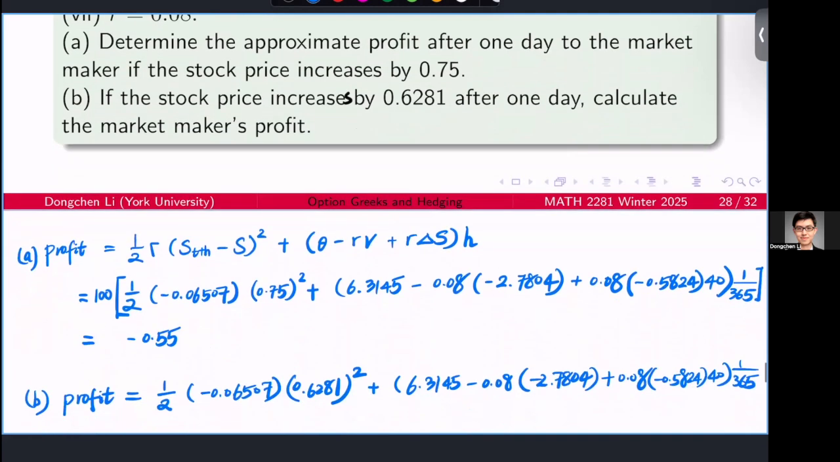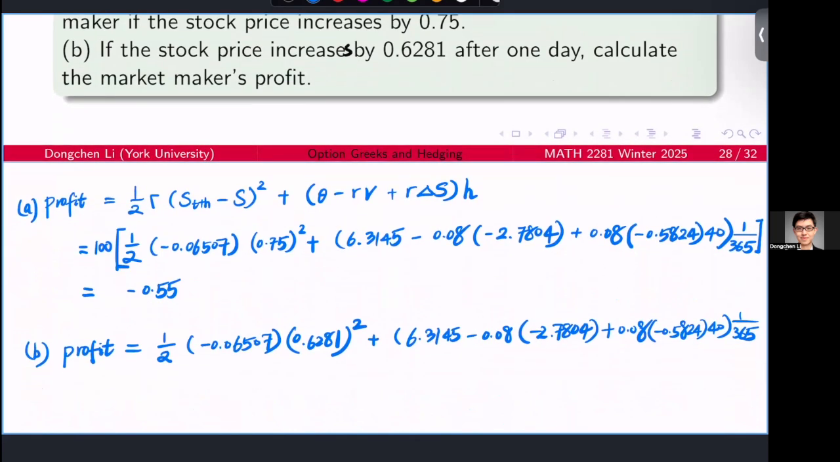In part B, we have a slightly different case. The stock price increases by 0.6281 after 1 day. You just plug in a different stock price change, and the other parameters are exactly the same. Since our call option is on 100 shares, don't forget to multiply this by 100. Also, your H is 1 over 365. Our time is annualized, so 1 day is 1 over 365 of a year.